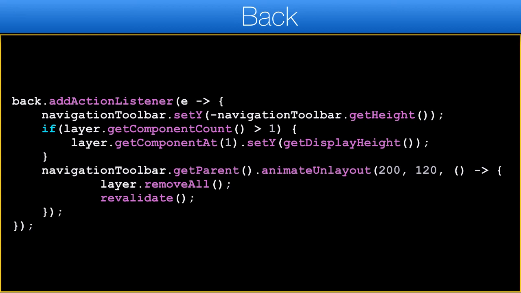Now that the UI appears, we also need to remove it when going back. So I'll update the back action listener from above to handle the where-to UI as well. This is the exact same unlayout operation we did before.